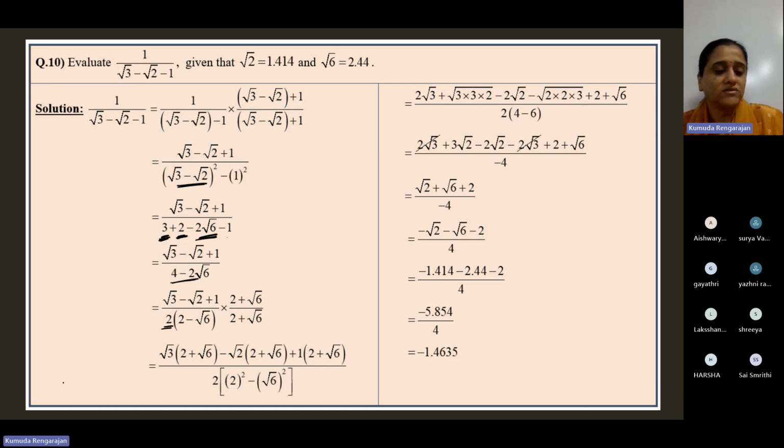Now again, the denominator is irrational. So 2 minus root 6, its conjugate is 2 plus root 6. So multiply and divide by 2 plus root 6. Again, multiply the numerators, multiply the denominators.